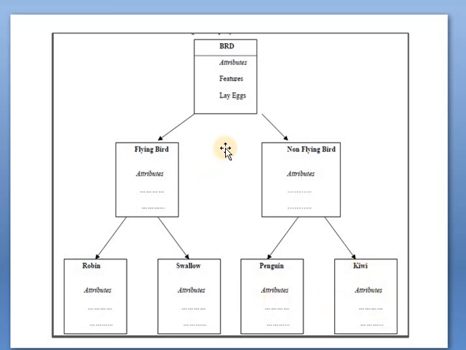So this is the inheritance. Inheritance has 5 types: single inheritance, multi-level inheritance, multiple inheritance, hierarchical inheritance and hybrid inheritance. This is one type of hierarchical inheritance.